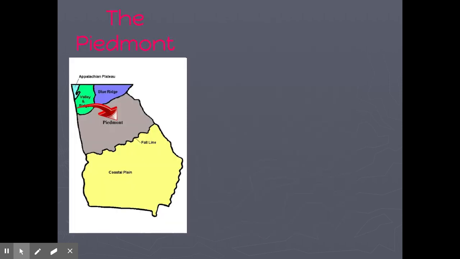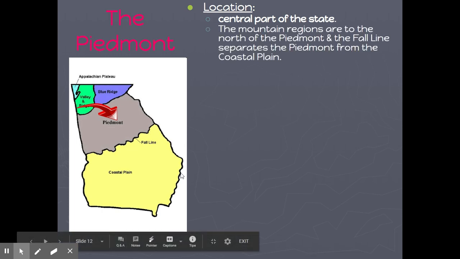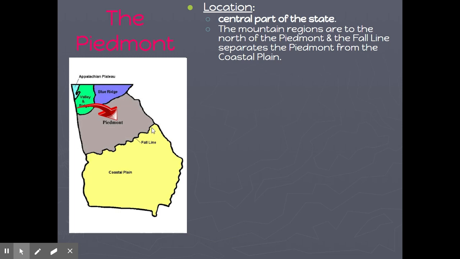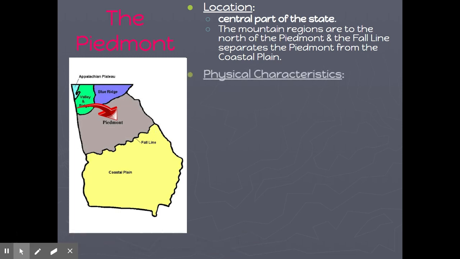All right, the Piedmont region is next. This one is located in the more central part of the state. The mountain regions are to its north, and then this physical feature, the fall line, is what separates the Piedmont from the coastal plain. And we'll talk specifically about the fall line a little bit later in Unit 1.